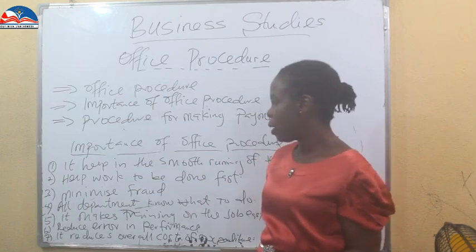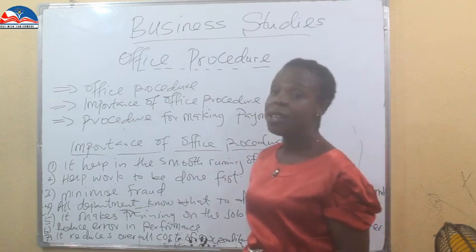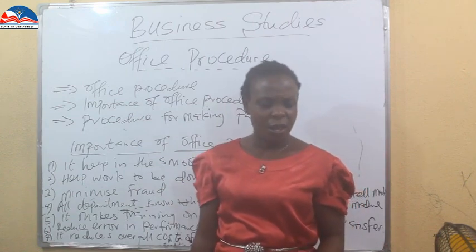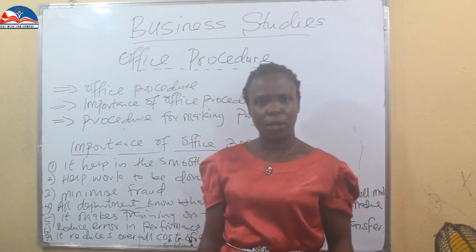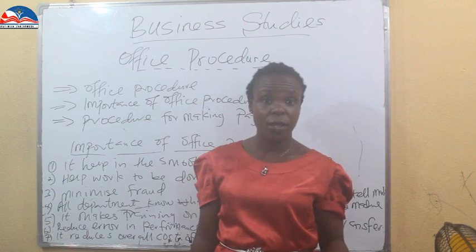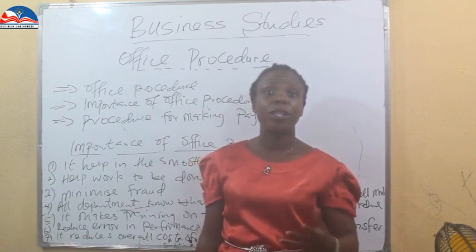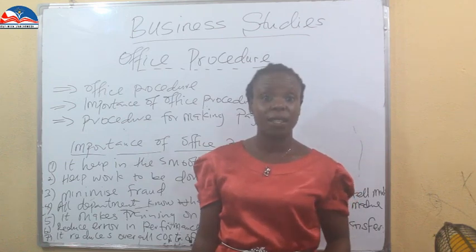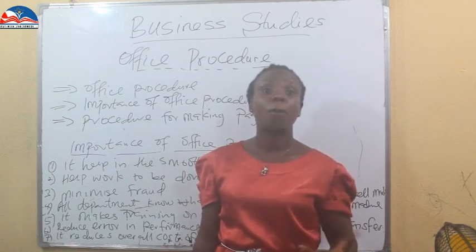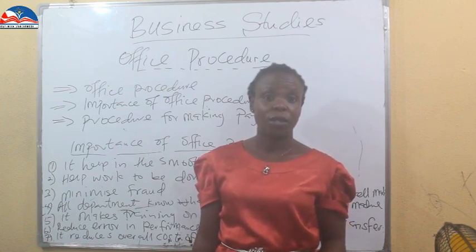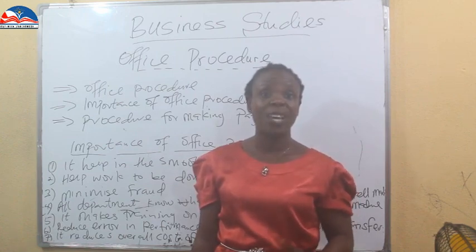The fifth one, it makes training on the job easy. Why? Something you do on a daily basis, if you have to train somebody on the job, it's going to be easy because it has become part of your routine, part of your life. You do it every day. It makes for specialization. It makes for competency because it's a consistent effort. So something you do on a daily basis, you get better at it.